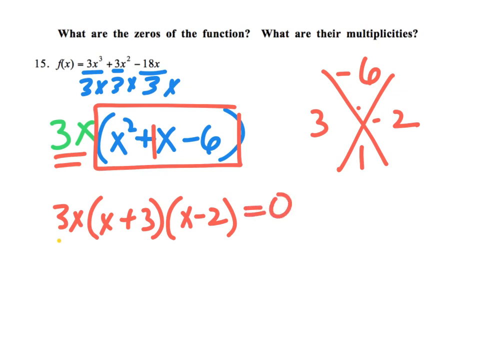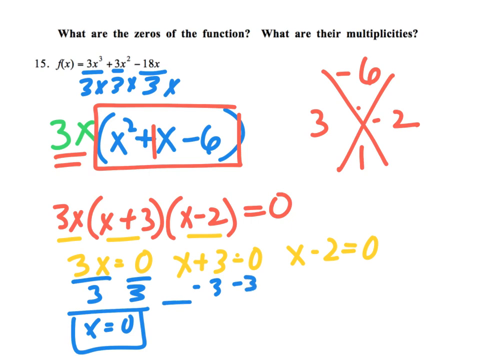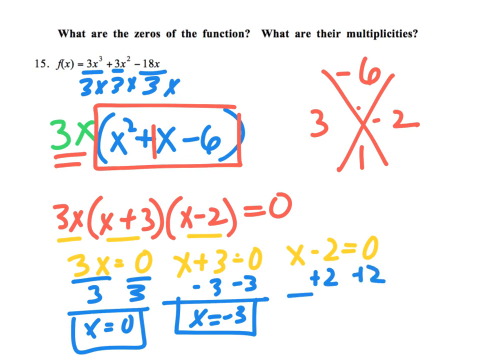Now at this point, we're going to set each part equal to 0. So I have 3x equals 0, x plus 3 equals 0, and x minus 2 equals 0. And we're going to solve for x. For my first one, we can divide both sides by 3, and we get x equals 0. My next one, we can subtract 3 from both sides, and we get x equals -3. And my last one, we'll add 2 to both sides, and we get x equals 2.